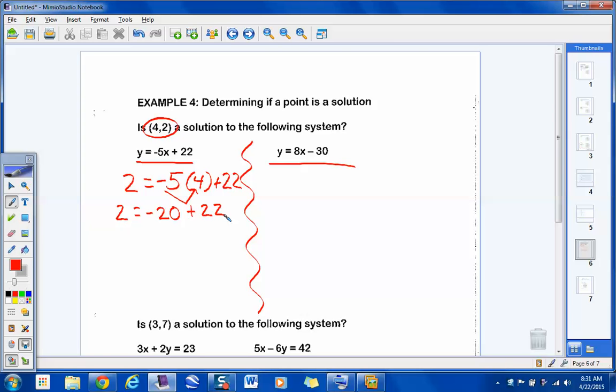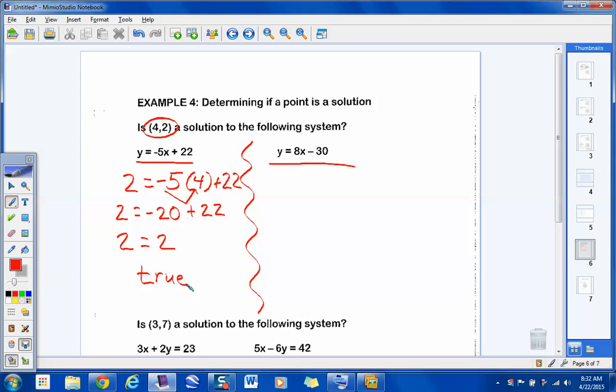What's -20 plus 22? 2. So I have 2 equals 2. Is that true or false? That's true. So does 4, 2 work for the first equation? It does. Now does that mean 4, 2 is the solution to the system? It's possible, but we still have to check it in the second equation, don't we? Yeah.